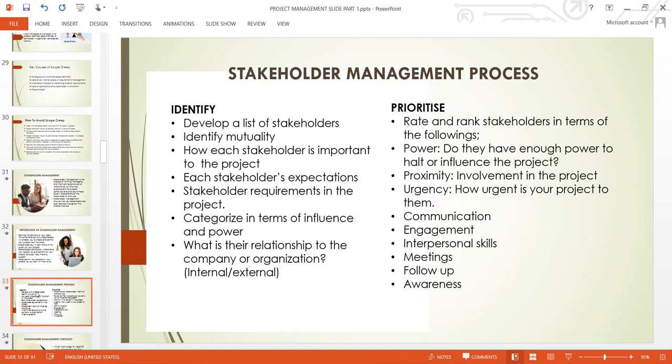When you find them, you find out their interests. Then you classify them according to their interests and their power. There's a tool to do that. What we call the stakeholder power grid. It helps to classify stakeholders in the way they have power in the project. So many of them are very powerful. So many of them are not powerful.